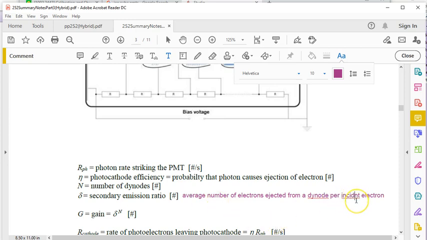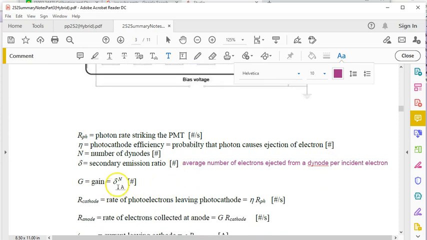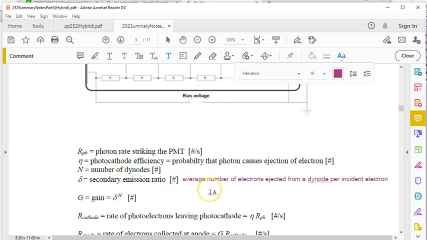I was going to ask, did I misspell anything? I sure did. There you go. Now that's around, as I mentioned before, 2 to 4 typically. But if you know the number of dinodes and the secondary emission ratio, you can then calculate what's called the gain of the PMT. And it's delta to the N. And you can check that.